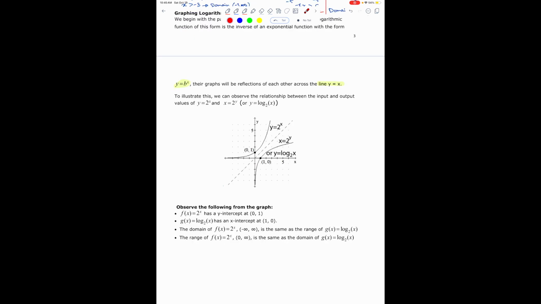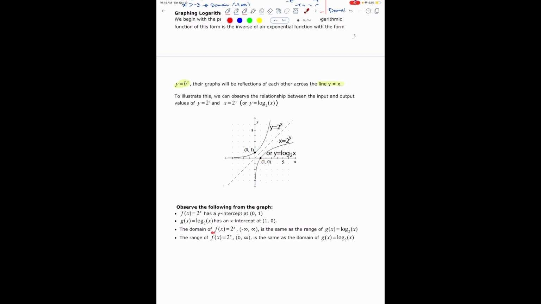Let's do some observation here. We observe the following from the graph. From the graph of f of x equals 2 to the x power, the y-intercept is 0 and 1, while the x-intercept for the logarithmic function, the inverse of it, g of x equals log base 2 of x, has an x-intercept at 1 and 0, which is basically a reflection of that point.